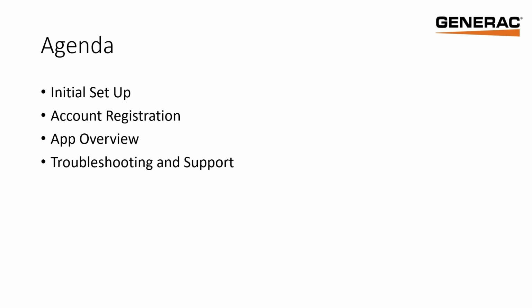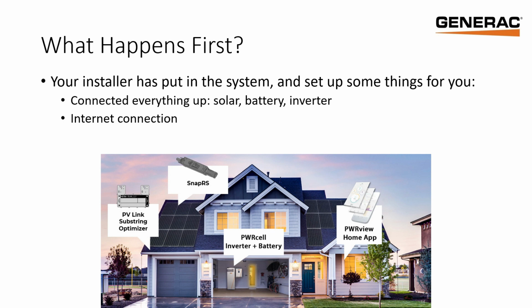So before you can use your Generac PWRview app, your installer needs to complete some tasks at your house. They'll have installed all of the hardware, they'll have connected it so that your solar panels, your battery, and your inverter are all communicating with each other, and they'll have connected this system to the internet. The internet connection is essential, as this is what the PWRview app uses to communicate with the hardware. You can easily check that this is done by looking at the cover of your inverter and making sure that the blue internet light is on.